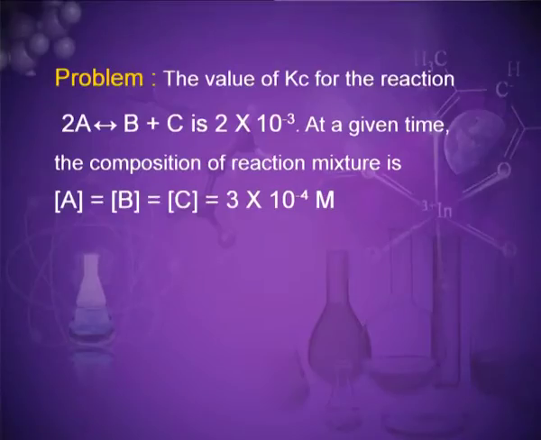The composition of the reaction mixture is: molar concentration of A equals molar concentration of B equals molar concentration of C equals 3 into 10 to the power minus 4 moles. Now, in which direction will the reaction proceed?